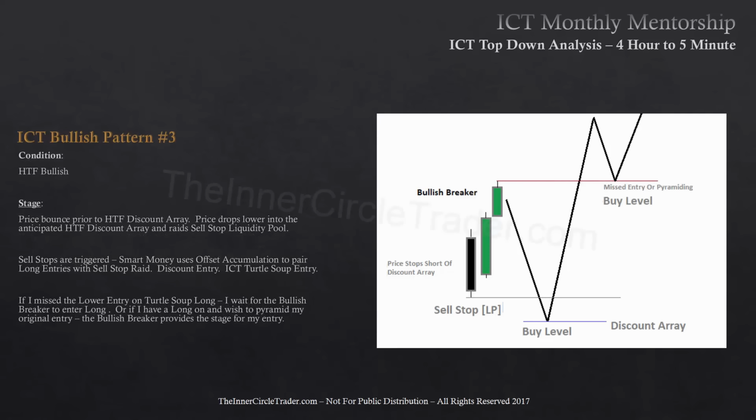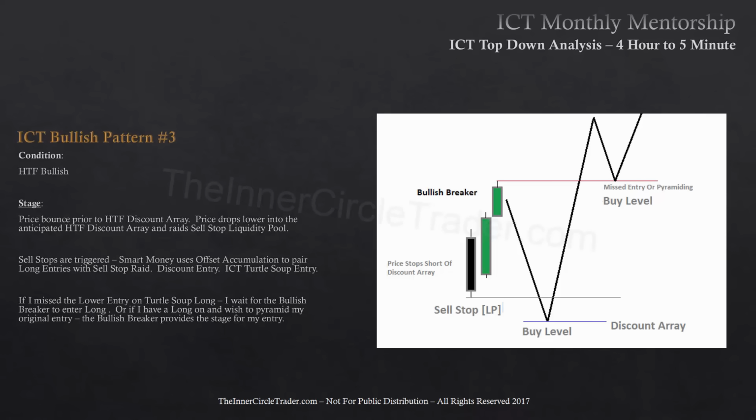And the bullish pattern number 3, which is basically the same pattern I've just shown you, but in the event that I did not get that entry down there on the turtle soup, which is the reason why I tell you, don't worry about it. Don't regret it. Don't sit there and beat yourself up about it. If you can't get that level down there, fine. This is the pattern that I use.